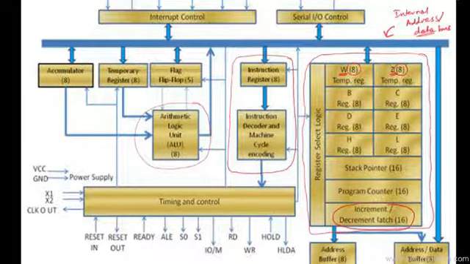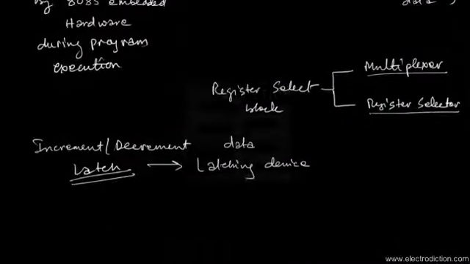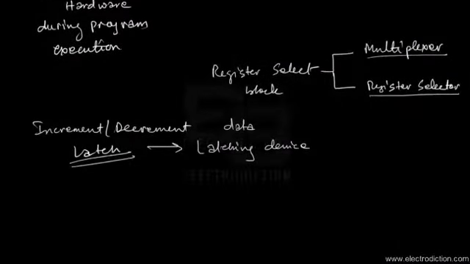So let's just illustrate a suitable example. Let's say your program contains an instruction, let's say MVI B, C.